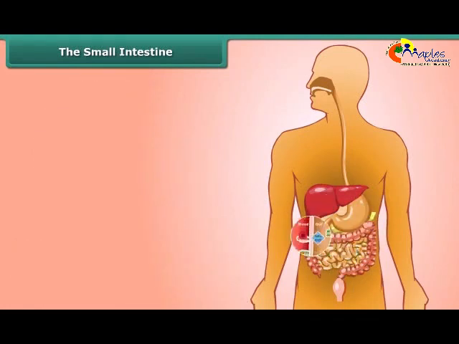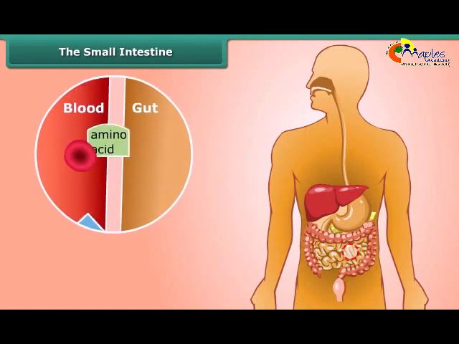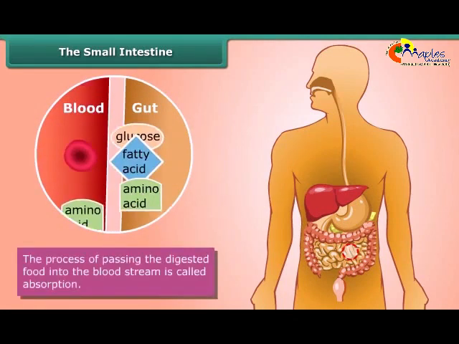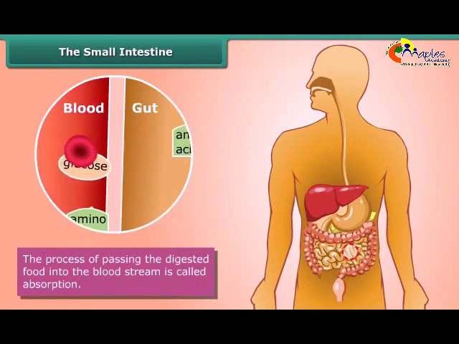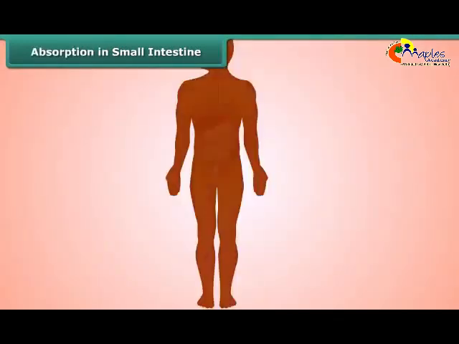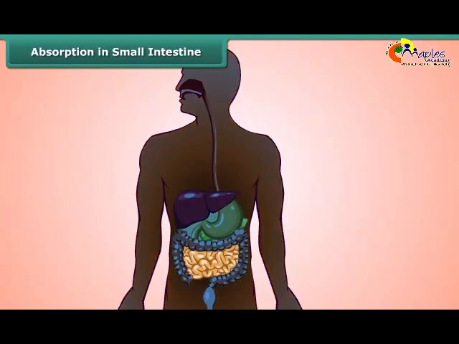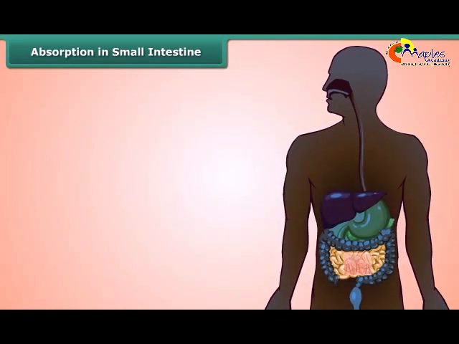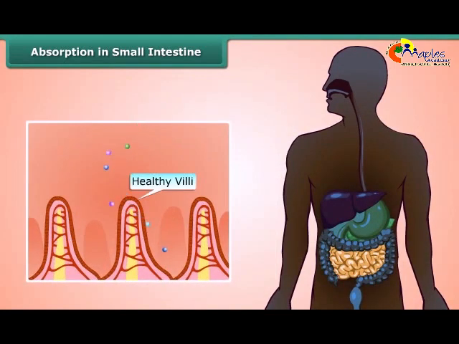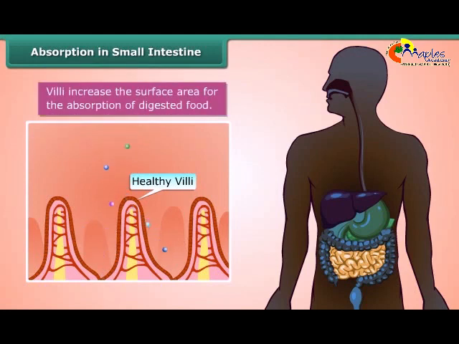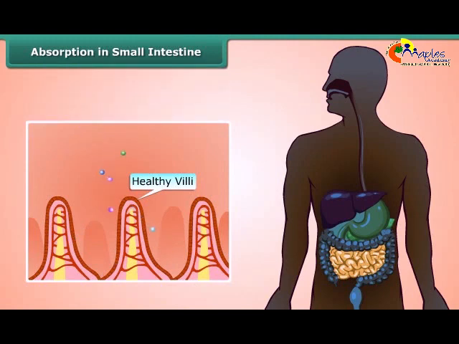Now the digested food passes into the bloodstream. We call this process absorption. Well, there are tiny finger-like things called villi, lining the inside of small intestine. Do you know the interesting part of villi? It increases the surface area for the absorption of digested food.